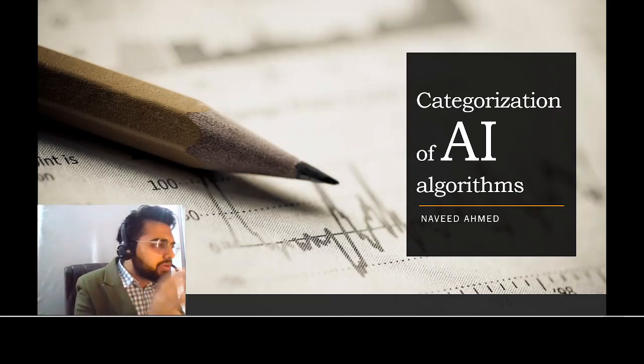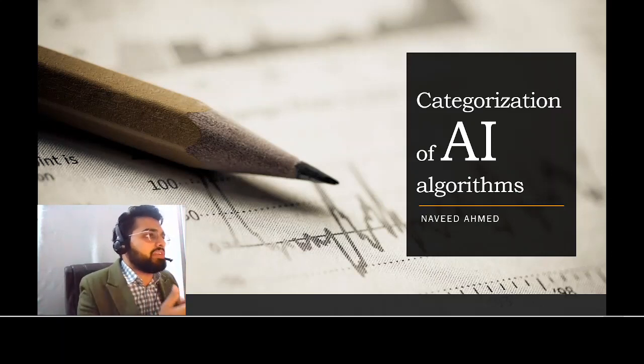So these were the five classes, five categorizations in which we can divide our AI algorithms. Five categorizations, but you can increase or decrease that, depending upon your definition and your understanding.